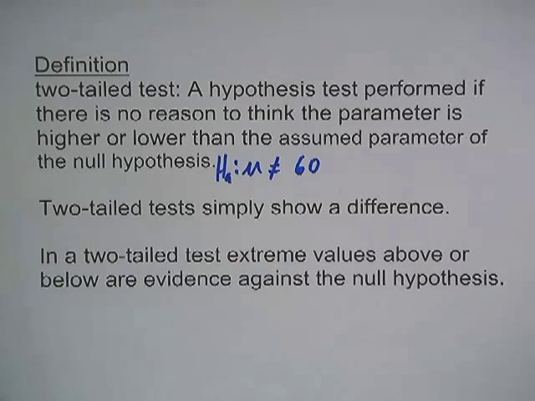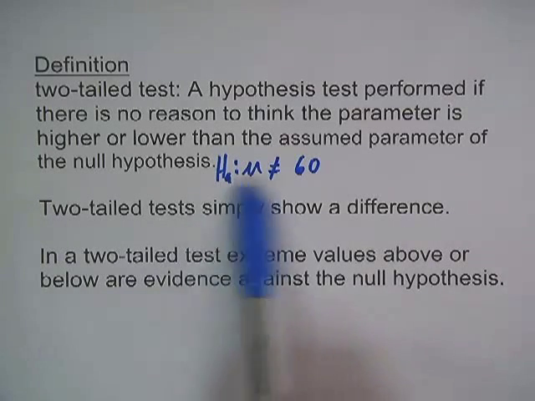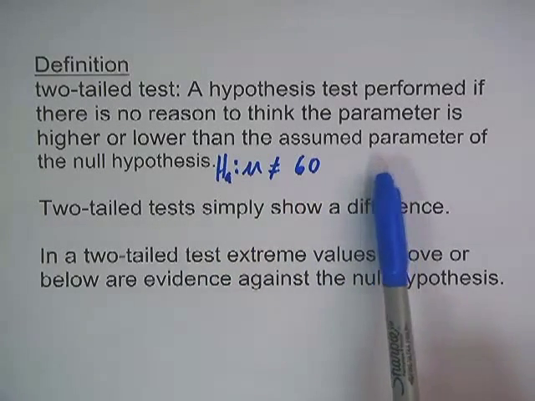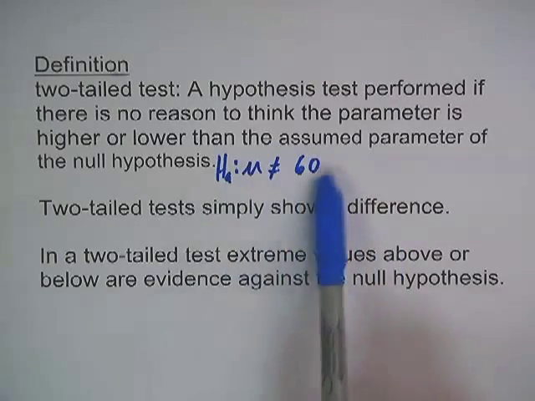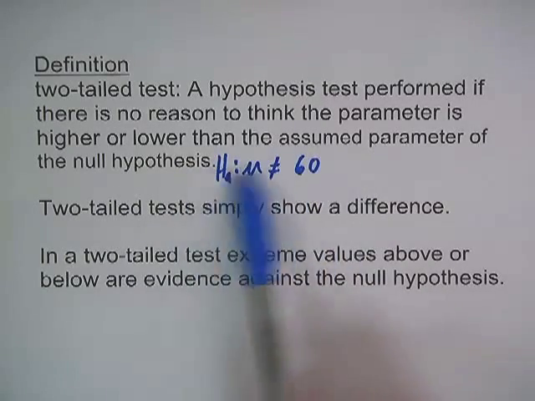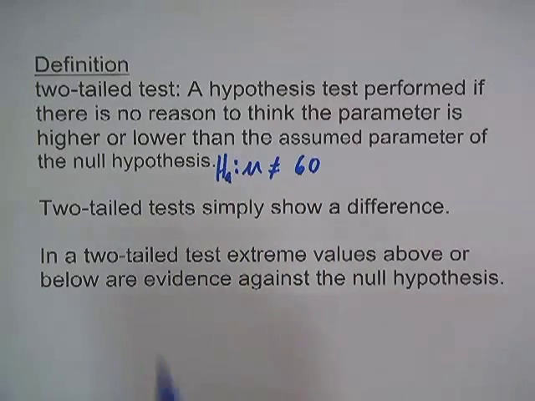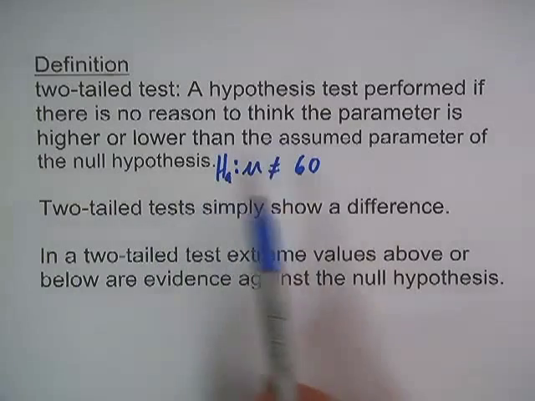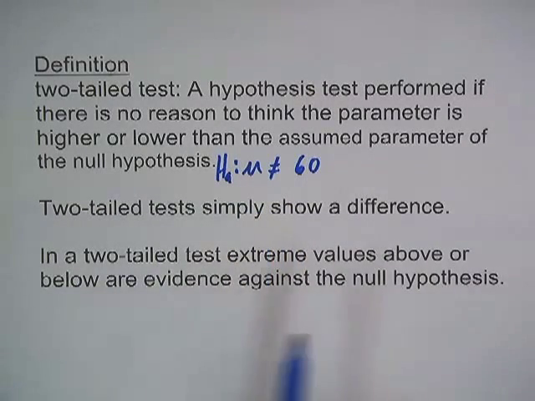In two-tailed tests, extreme values above or below are evidence against the null hypothesis. So in this situation, if I got a sample mean of, say, 80 chips, that would give me evidence against the null hypothesis and evidence kind of for the alternate hypothesis. Same thing if I were to get a sample mean of, say, 40, that would give me evidence against that null hypothesis also. So extreme values both above or below this assumed parameter will give you evidence against that null.